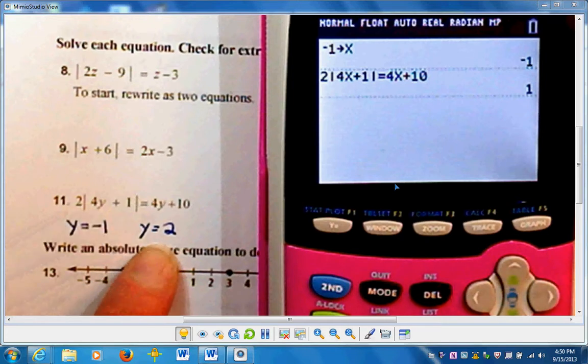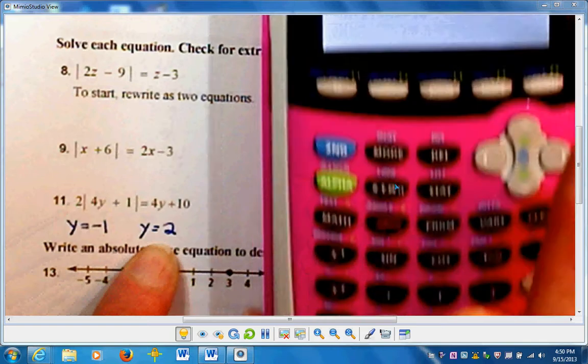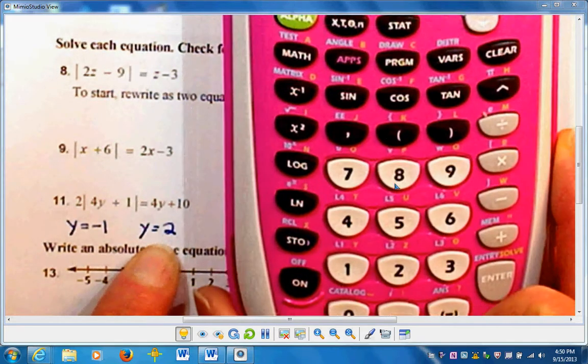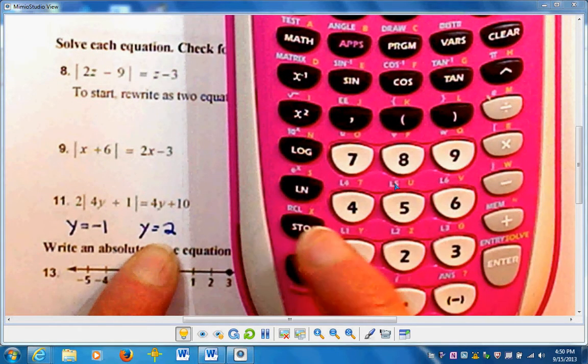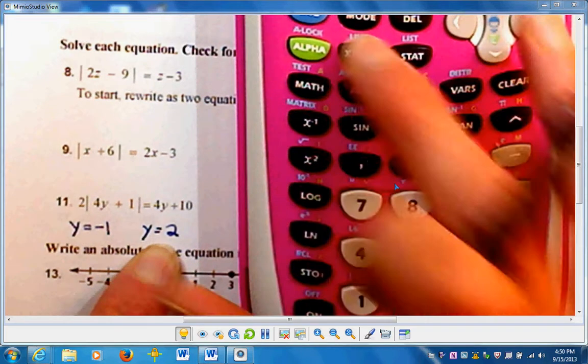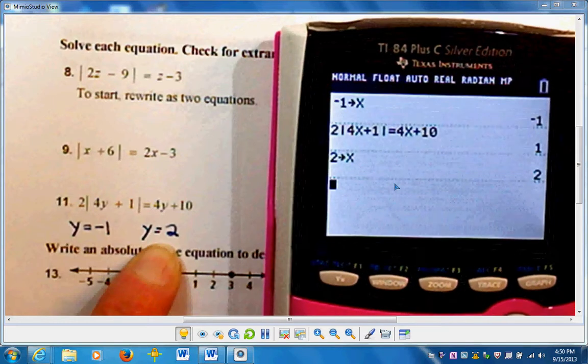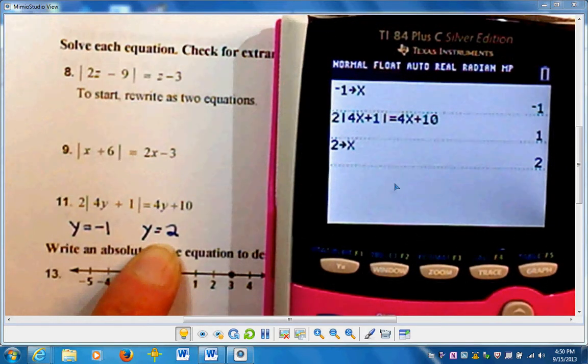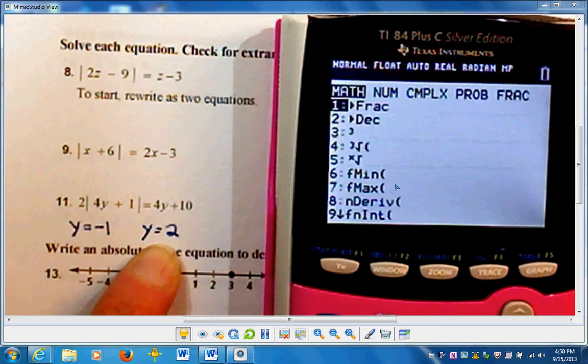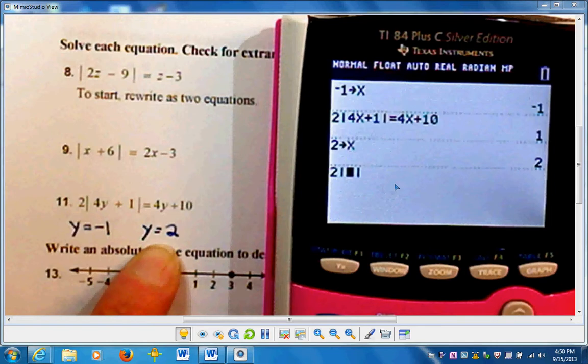So let's try the second one. So again, I'm going to put in the number 2, store, x, enter. So then my screen looks like that, and then I'm going to put in the equation again. So I can do 2 math, number, absolute value, 4x plus 1, get outside that absolute value or close your parentheses if you have an older calculator.